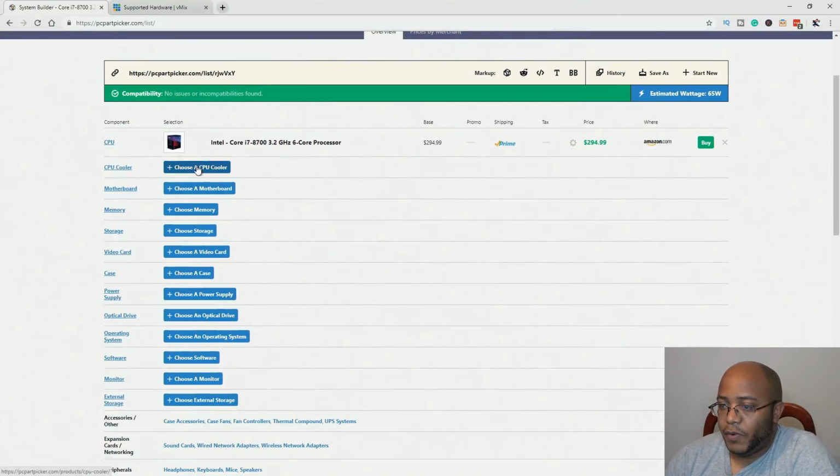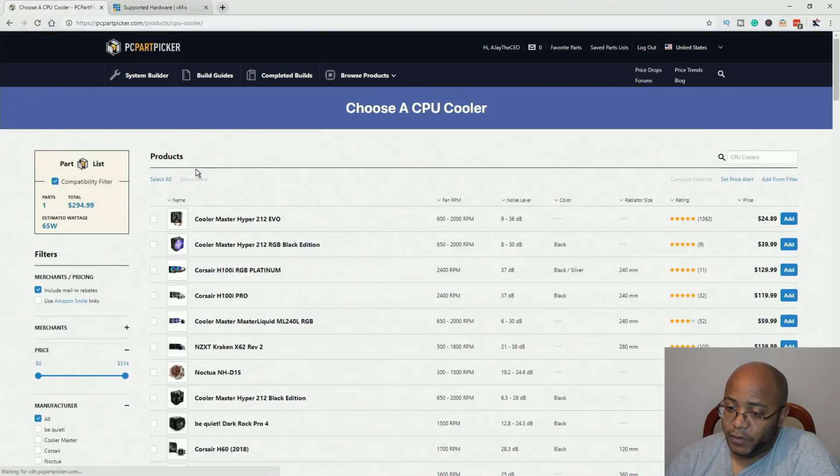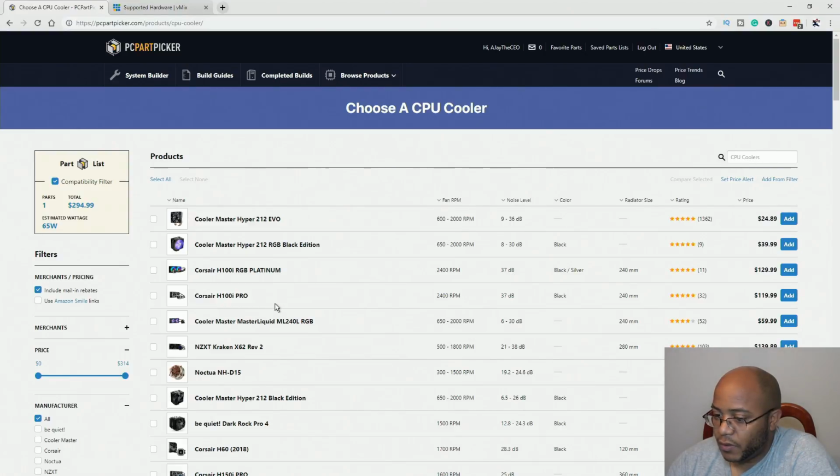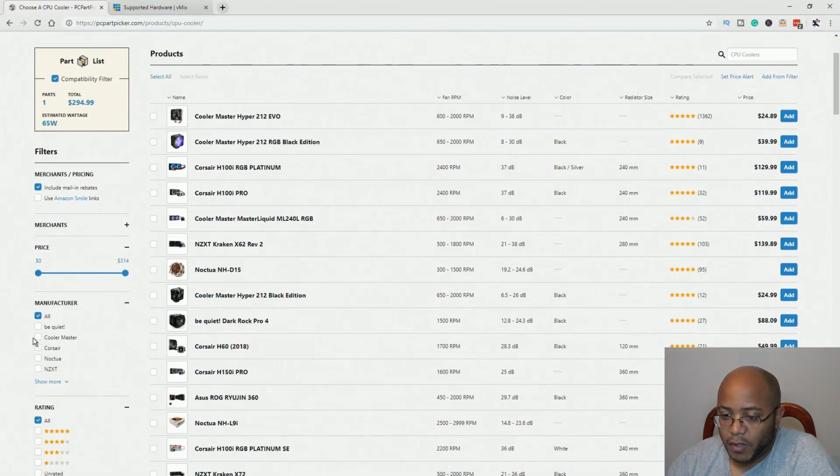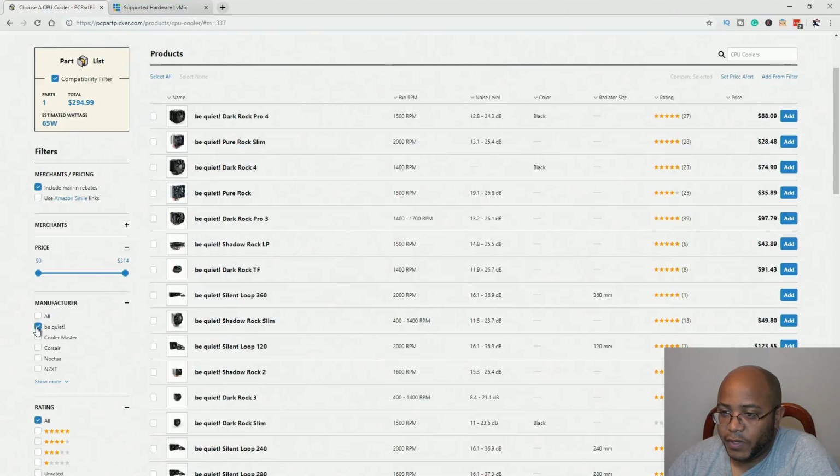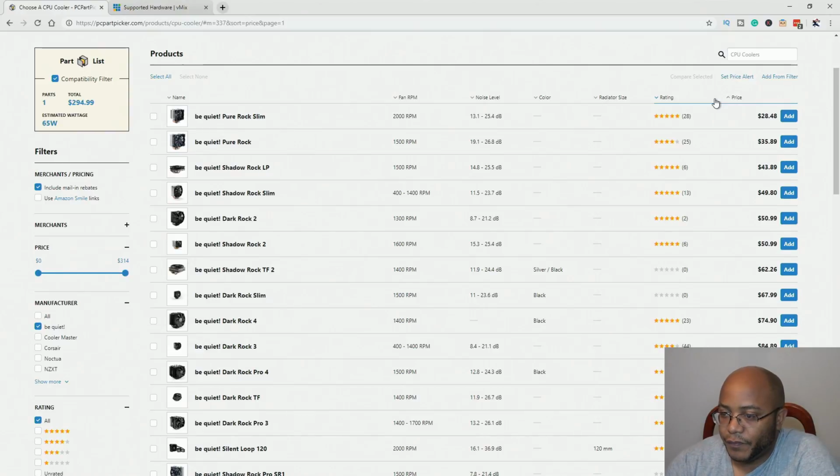And we have to get a cooler to go along with this. I am going to go with the Be Quiet brand cooler here. Let's sort that by price, and we'll do this Dark Rock 2.